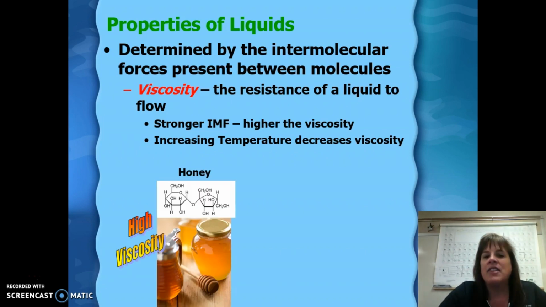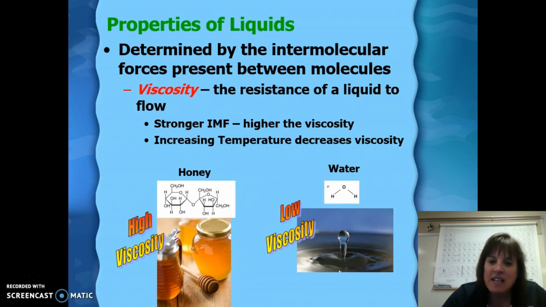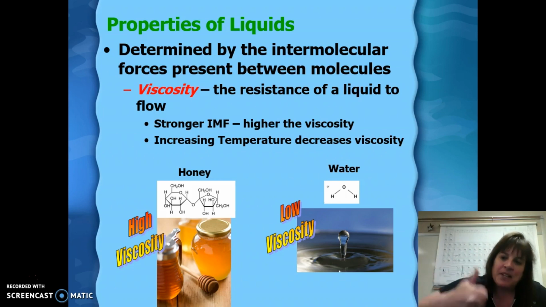So let's take a look at the intermolecular forces. Here's honey. Honey's like sugar. And I have a bunch of hydrogen bonding in it. Look at all these hydrogens and oxygens, right? High hydrogen bonding in honey, which results in a very high viscosity. Water, which has really great hydrogen bonding also, but it's a small molecule, right, has a relatively low viscosity. So stronger intermolecular forces, the more hydrogen bonds I have, the higher the viscosity is going to be. But if I want to decrease viscosity, I will up the temperature.